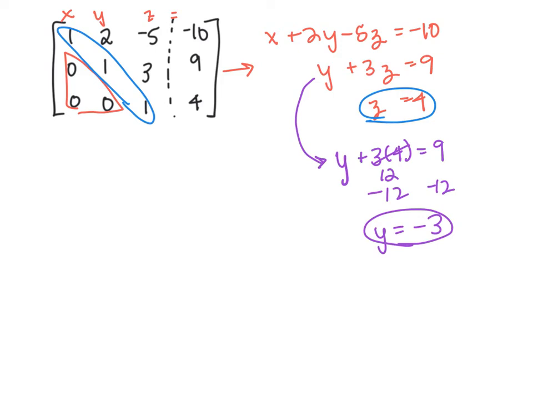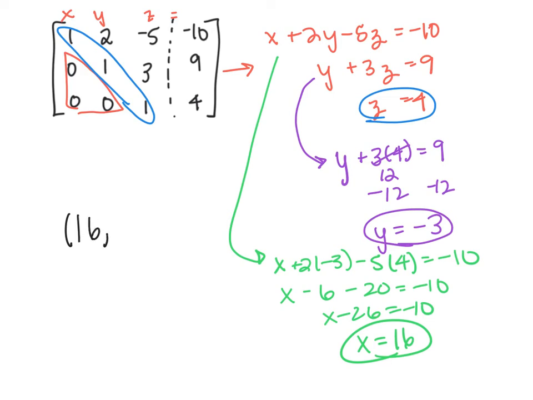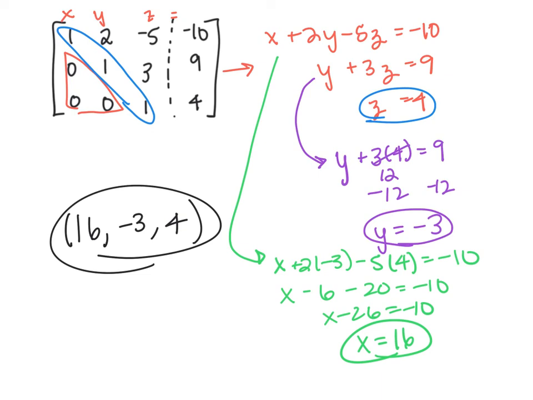And now notice we work back one more time into the very first equation to solve for x. So we have x plus 2 times negative 3 minus 5 times 4 is negative 10. 2 times negative 3 is negative 6. Minus 20 equals negative 10. Add 20 to both sides, and we get x equals 16. So now that the matrix was in that form, we could easily solve, and our answer is 16, negative 3, 4. So that process is called back substitution.